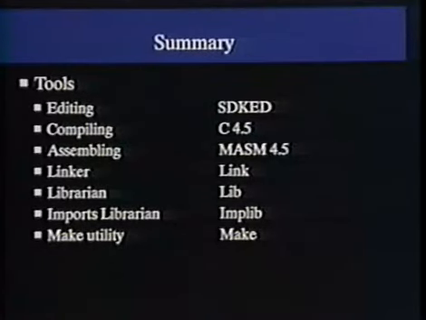Okay, in summary, we have looked at a set of tools that come with the kit. For editing, we provide you with a new editor, the SDK editor. For compiling, the new compiler 4.5c. For assembling, MASM 4.5. The linker, which is called link. A librarian for building a traditional form of library, which is called lib. The imports librarian, which is called implib, which creates a fairly simple lib file that essentially just has the names of the exportable routines from a dynamic link library.